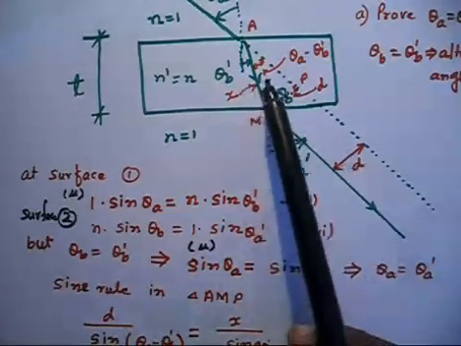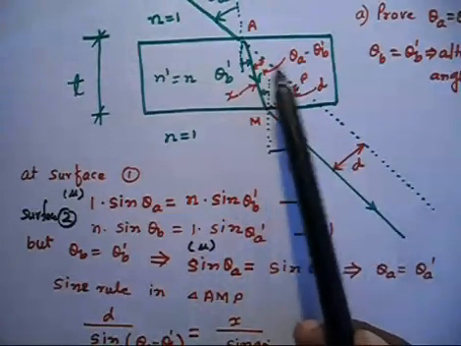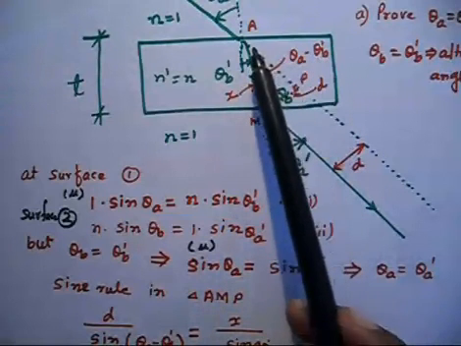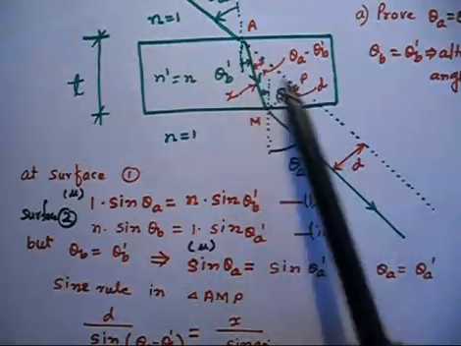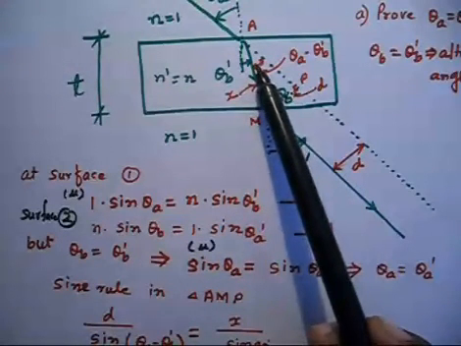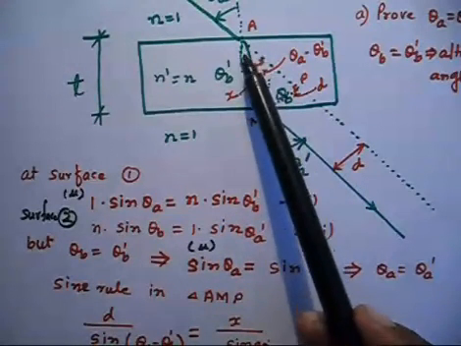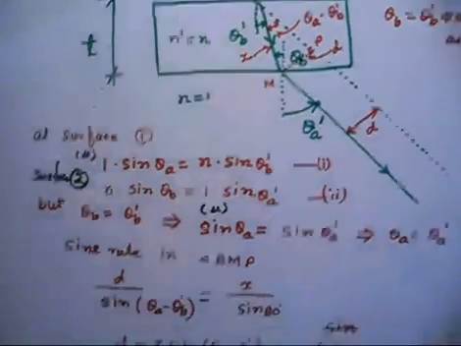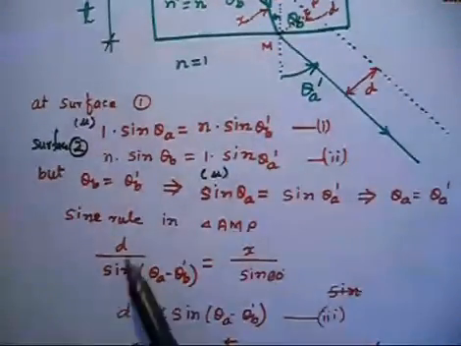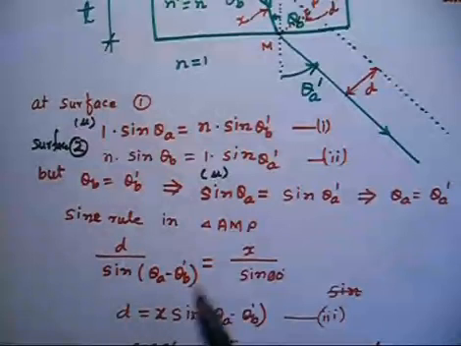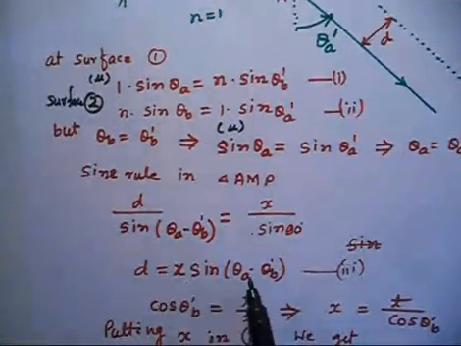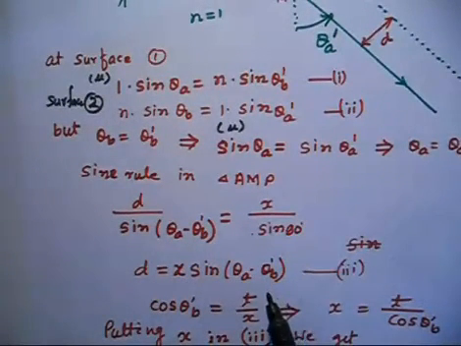You try yourself, you verify yourself. This angle is theta A minus theta B dash. Now in this triangle, if I apply the sine rule, I can write this distance divided by sine of this angle is equal to this distance divided by sine 90 degrees. So d by sine of (theta A minus theta B dash) is equal to x by sine 90. So from here I can say d is equal to x sine (theta A minus theta B dash).